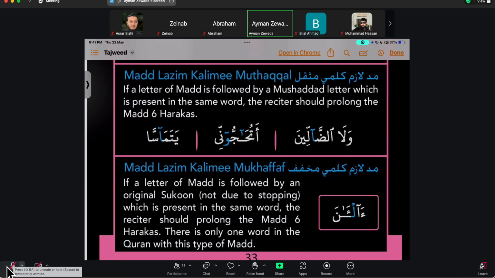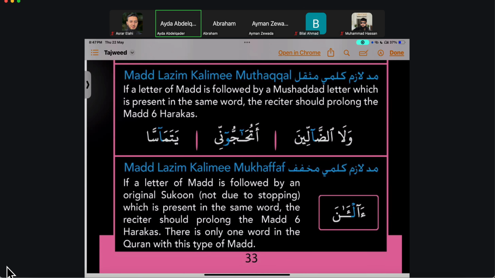Sheikh Ibrahim. Is it because the scholars are agreed on the same amount of harakat, how much they stretch it? MashaAllah, that's also a really good observation. How many is that? Six. Okay. Six harakat. Correct. MashaAllah. Anyone else?